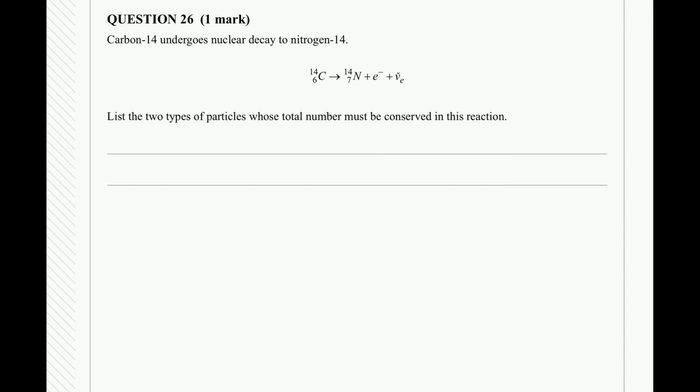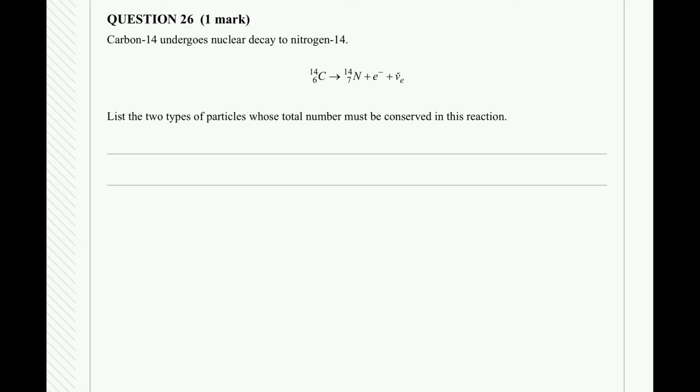All right, question 26, single mark. So hopefully this one's an easy one. You've got carbon-14 undergoes nuclear decay to nitrogen-14. List two types of particles whose total number must be conserved in this reaction. So this is a listing question, and all you need to do is list the particles. You don't need to explain anything that's going on.